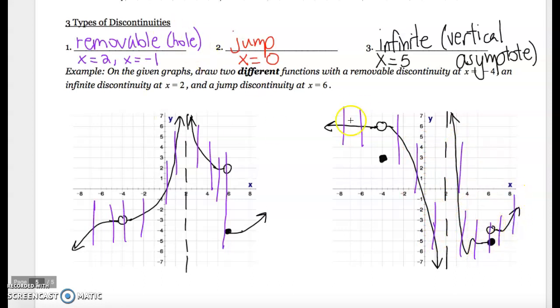Cool. All right, so those are the types of discontinuities you'll be expected to recognize and draw examples of and identify where they're at.